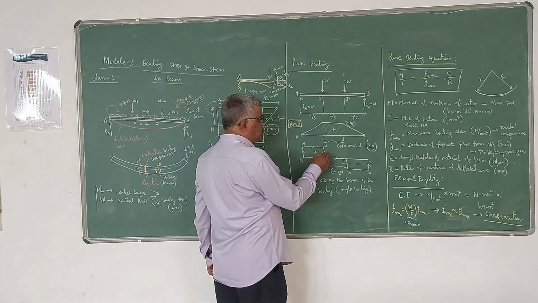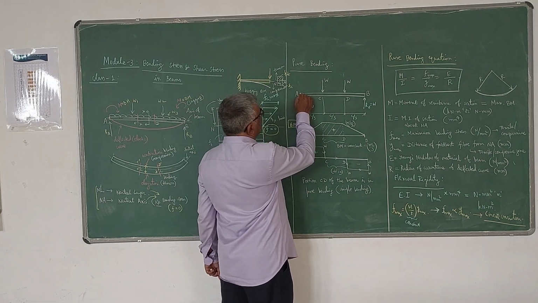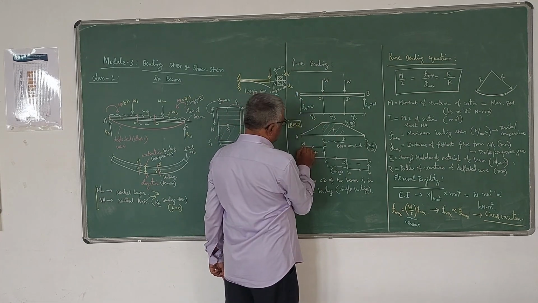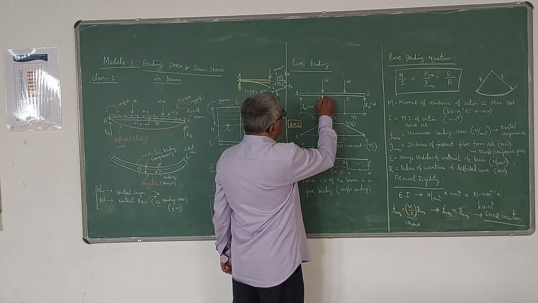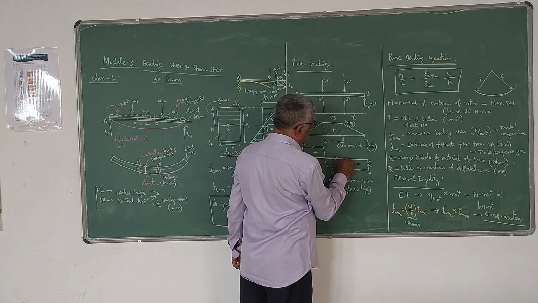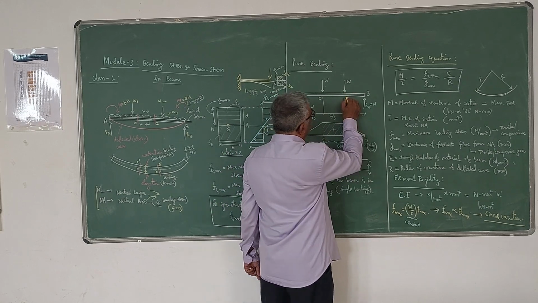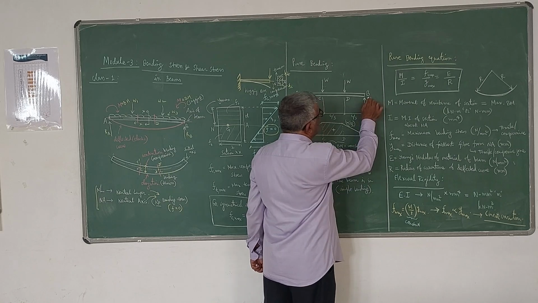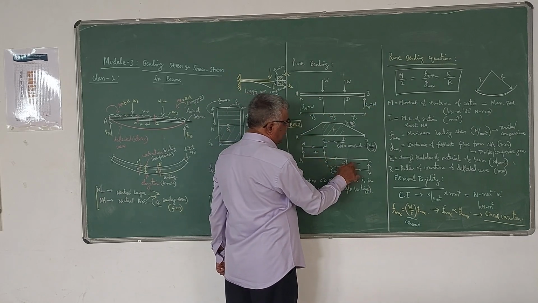If you draw the shear force diagram, at point A, shear force is plus W. From A to C there is no force, so horizontal. Then at C, come down by W. From C to D there is no force, horizontal. At D you have a downward force of W, come down by W. No force from D to B, horizontal. At B you have a reaction W upwards. Now here, this is positive, this is negative.